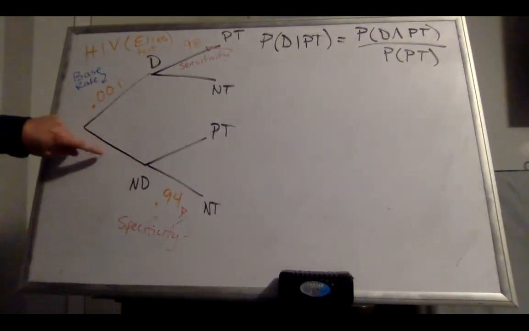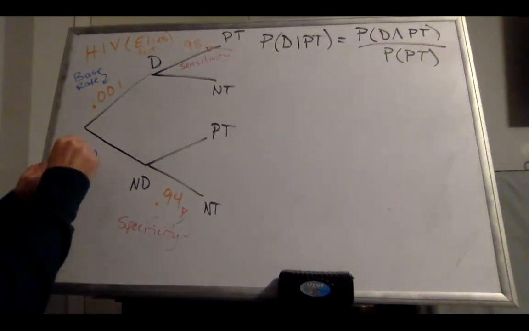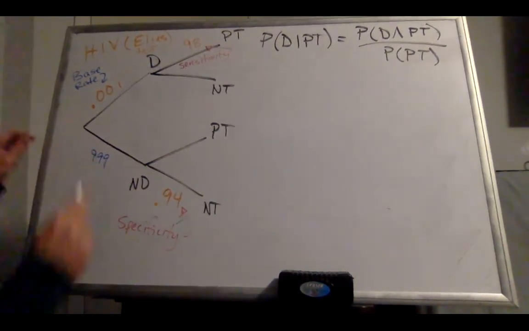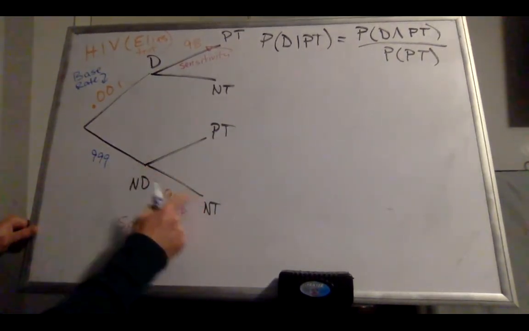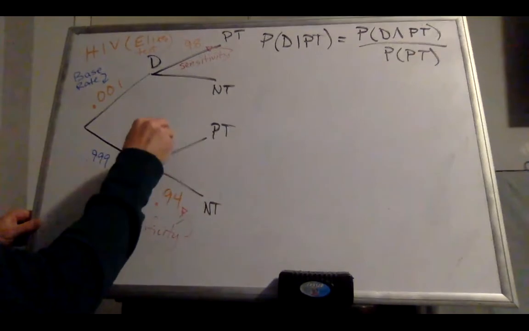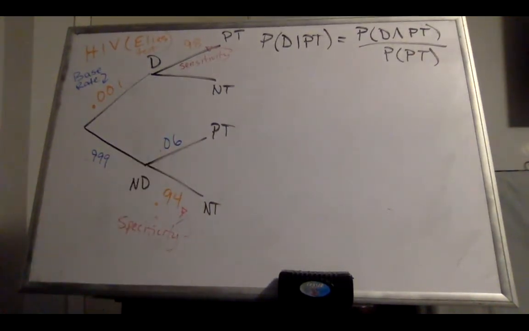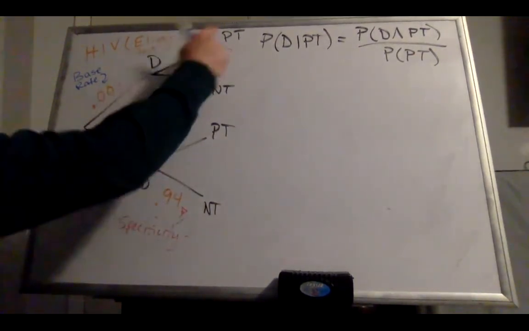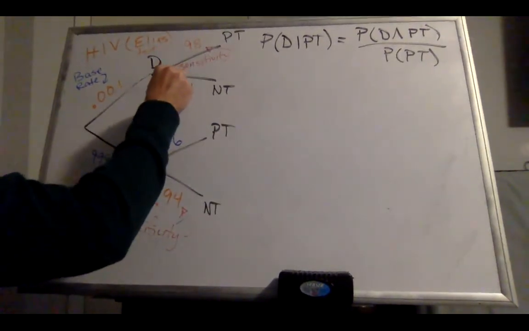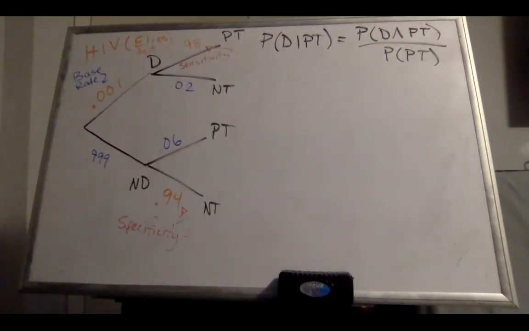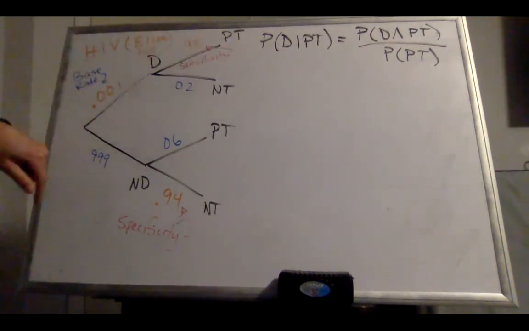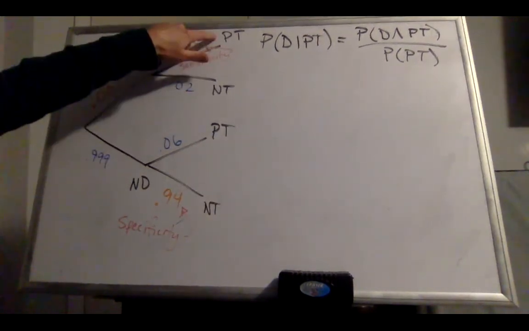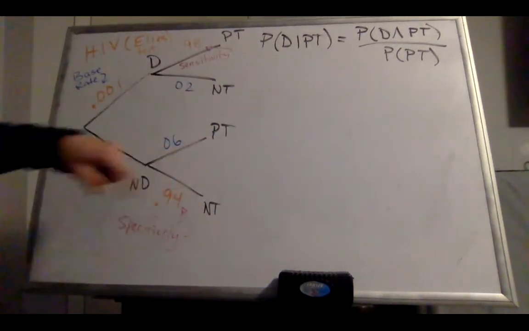So you should be able to fill in this probability, in this case 0.999, because those 2 add up to 1. The specificity of the test is 94%, so this would be 6% right here. And if we've got a sensitivity of 98%, then we've got a 2% branch here, because these 2 are opposites, right? Disease, positive test is 98%, so negative test would be 2%. So there's negative test, positive test, negative test.